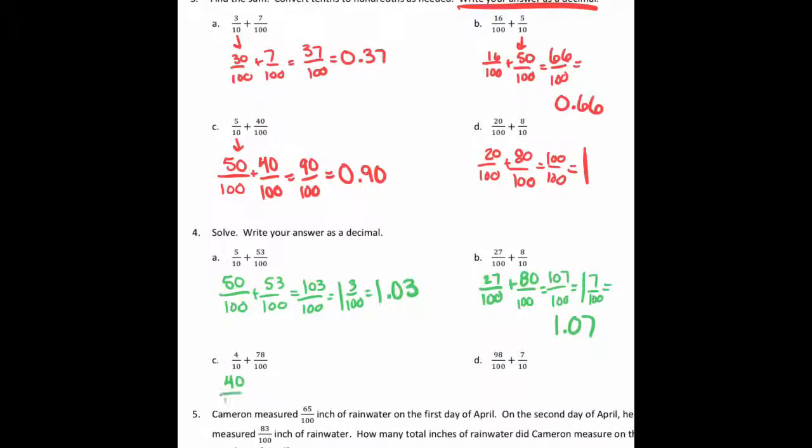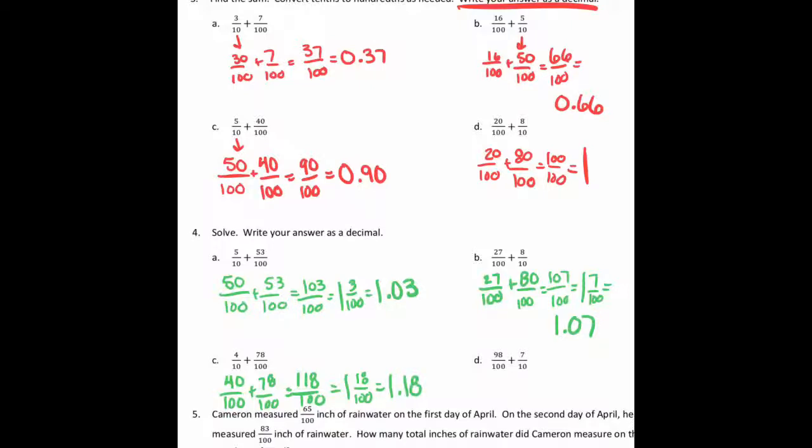Okay, we have 4 tenths plus 78 hundredths, so 4 tenths is 40 hundredths plus 78 hundredths would give you 118 hundredths, which would be 1 and 18 hundredths, which is 1.18.